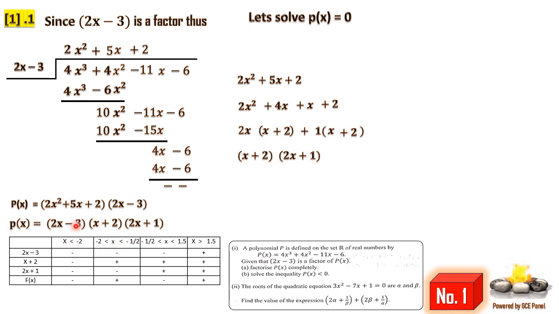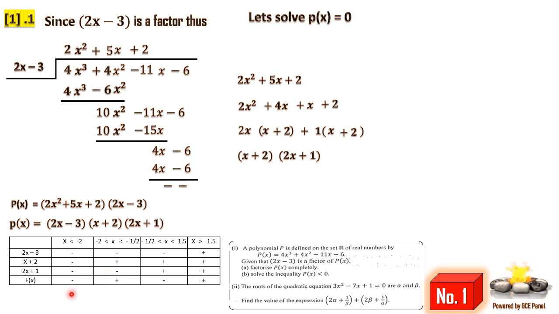The boundary solutions we have are negative 2, negative a half, and 1.5. So since it is an inequality, the solution might be in the range x is less than negative 2, the smallest value, or it lies between negative 2 and negative a half, or it is between negative a half and 1.5, sorry, or it is greater than 1.5. So we can make this table, or we can use a number line to test, okay?